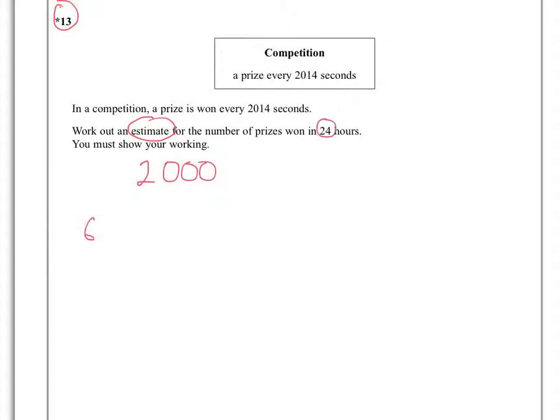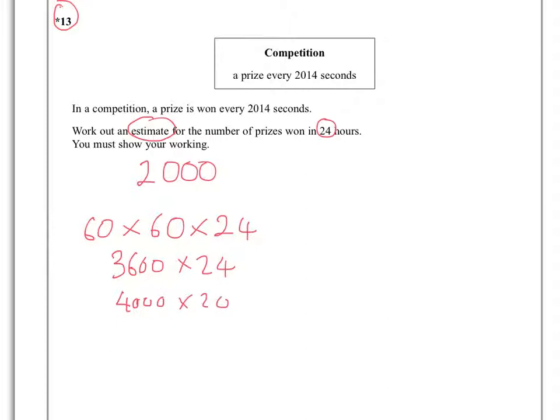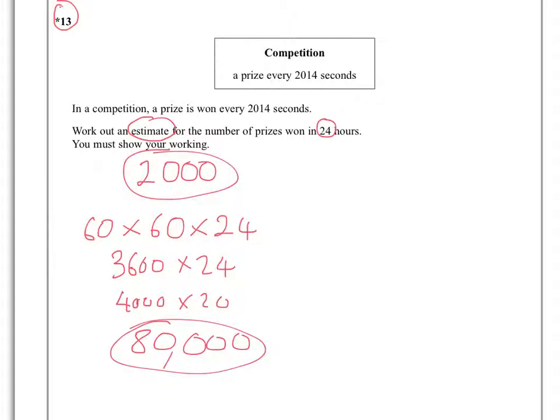Well, there's 60 seconds in a minute, 60 minutes in an hour, and 24 hours in a day. So 60 times 60 times 24, so 60 times 60 is 3,600 times 24. So we could probably do 4,000 times 20, which is 80,000. So there's 80,000 seconds in a day. Every 2,000 seconds somebody wins a prize.